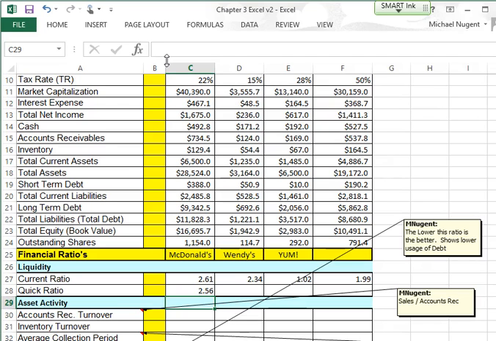All right. So, what do you have for Wendy's? 2.23. And what do you have for Yum? Wendy's? What do you have? You do yet? We'll wait for you.